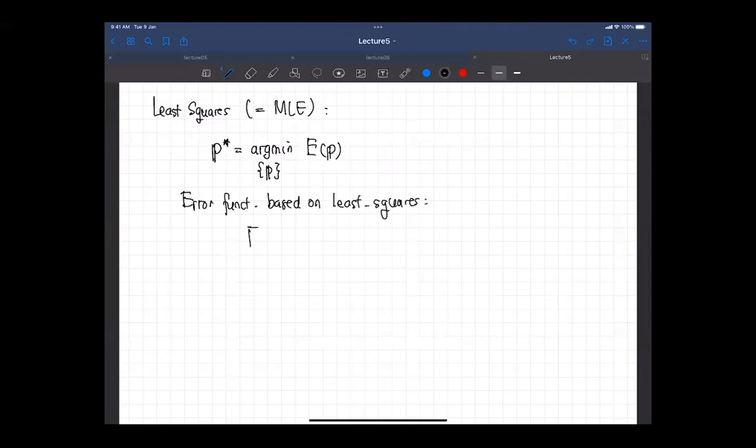So E of P equals to what? What is the idea of least squares? The square one is simple, right? You just square. But what does it mean by least? What is least here? I mean, least means what? Minimum of what?